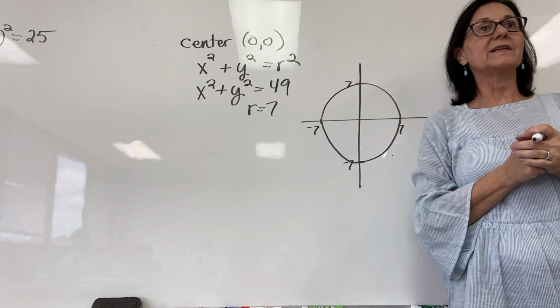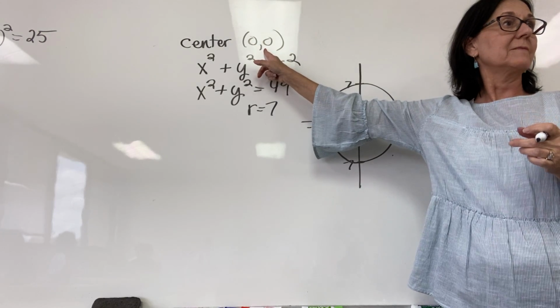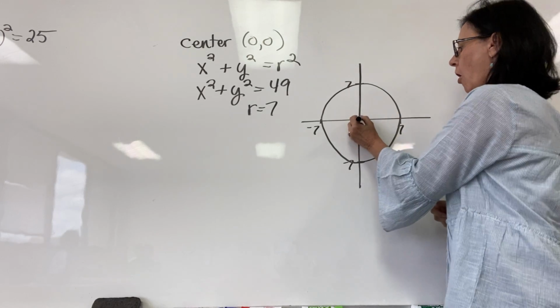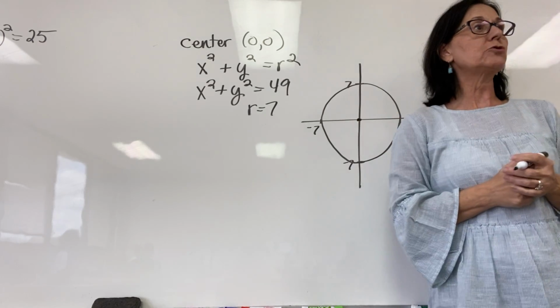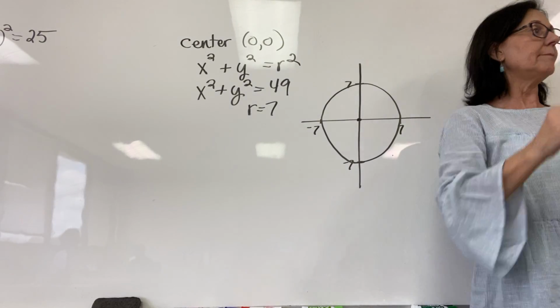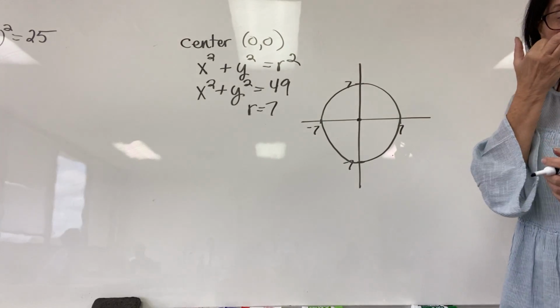X squared plus y squared equals the radius squared, when the center is at the origin. That's only when the center is at the origin. All equations are going to be transformed, so some point is going to be moved up, down, left, right. All right, but look at number 2.